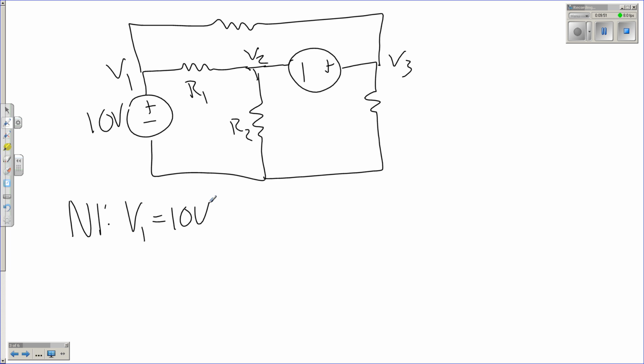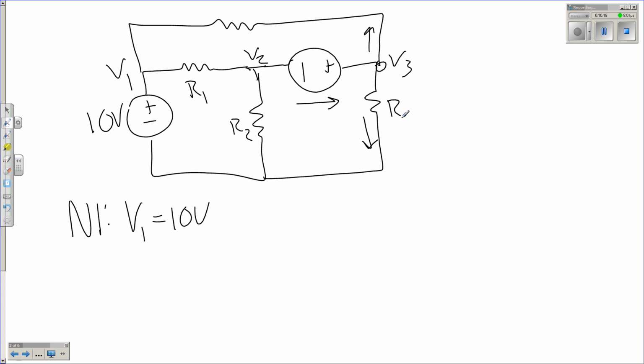How can we get V2? Well, if we remember from Kirchhoff's current law, the current on this branch has to equal those currents, right? Because we have this node here. So the currents flowing in have to equal the current flowing out. Or, as we said, all these currents have to sum to 0. Alright, so let's try that.